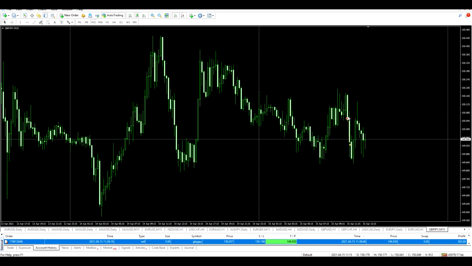Price moved down, hit my entry point there, and went on straight to the target.